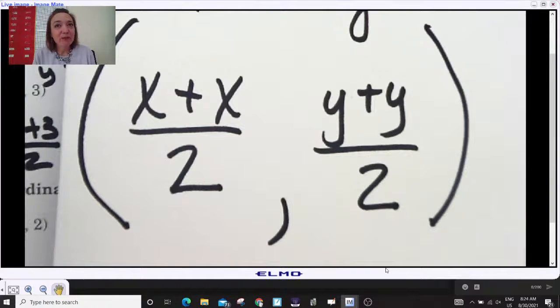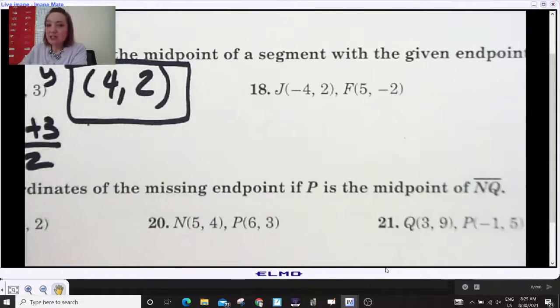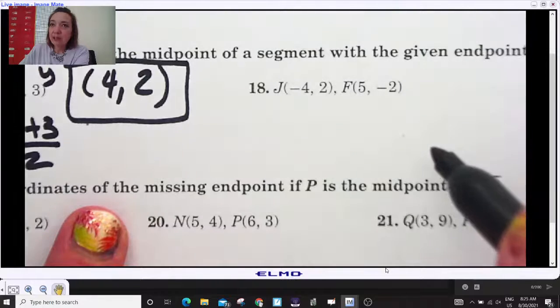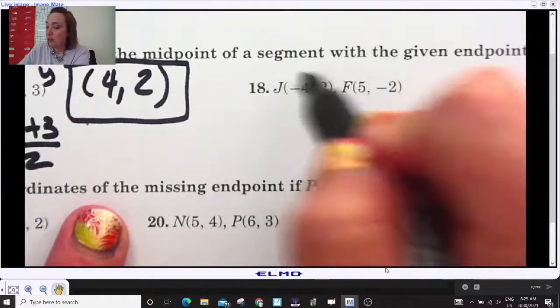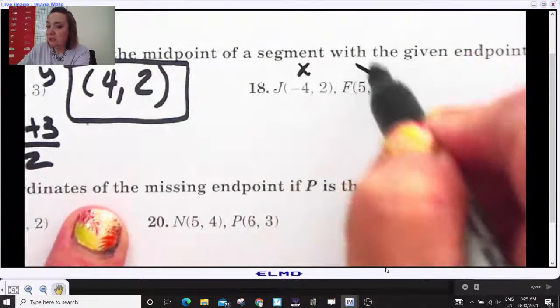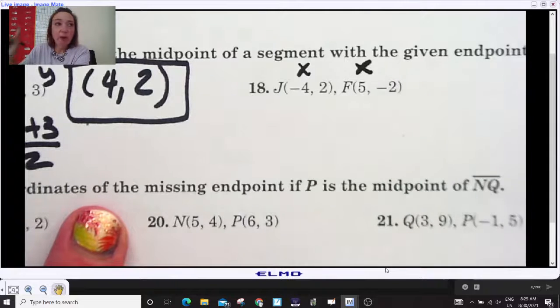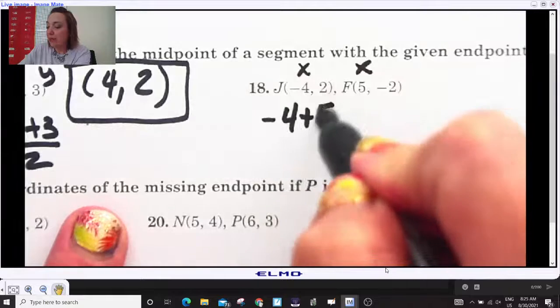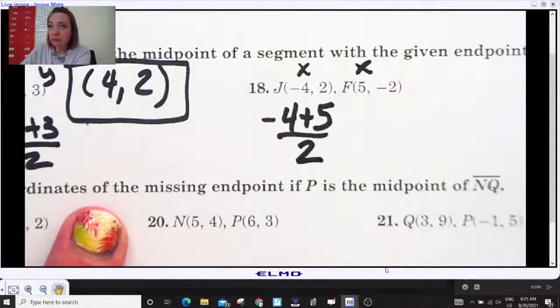I feel like we perhaps should go over this one. Let's look at it, okay? So this is number 18. First of all, did you identify your X's and Y's correctly? Okay, so this is an X and this is an X, right? And remember, we're adding them together. So we've got -4 plus 5, divided by 2.